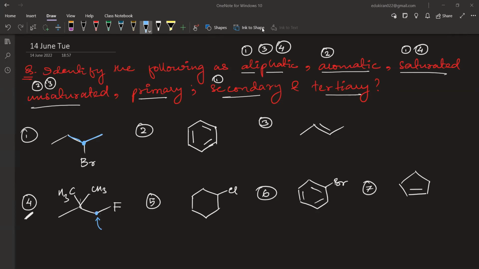Yes, sir. And how many? It is connected to how many carbons directly? One. Only one carbon, right? So it may seem like it is tertiary, but that is why it will be primary. So the fourth is primary.